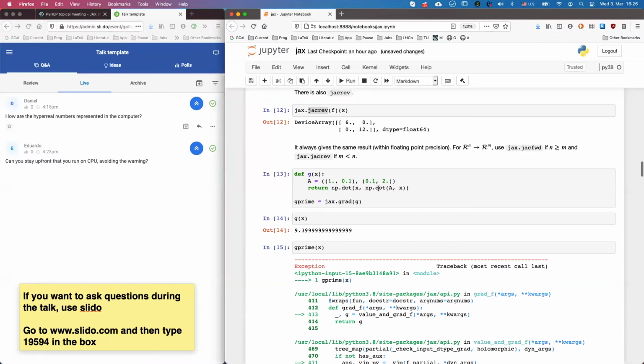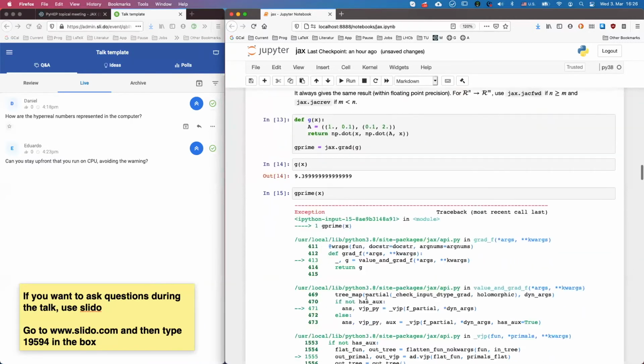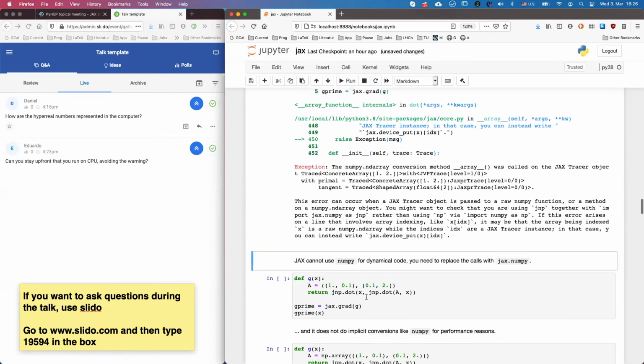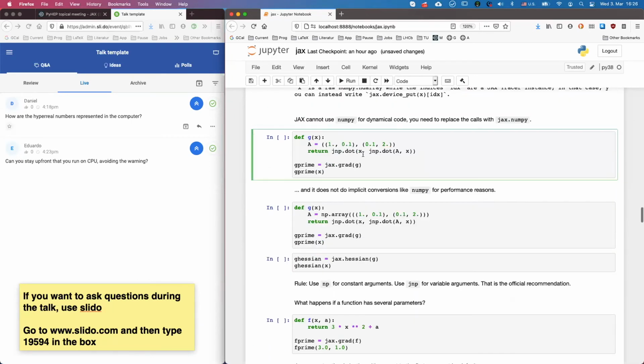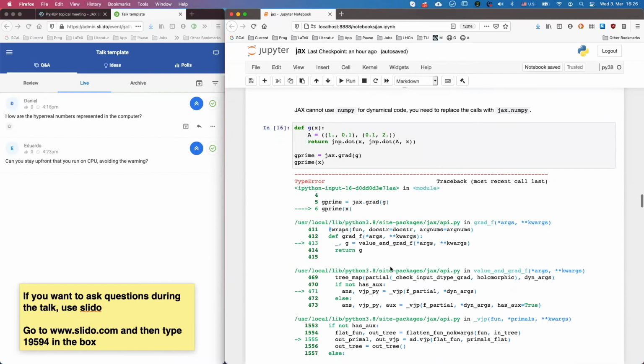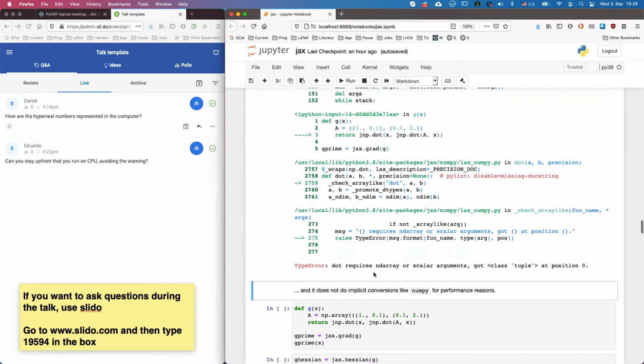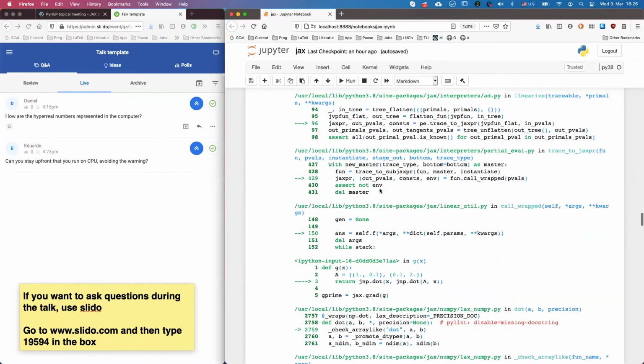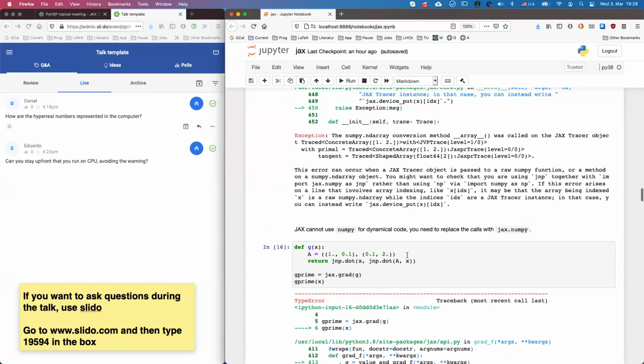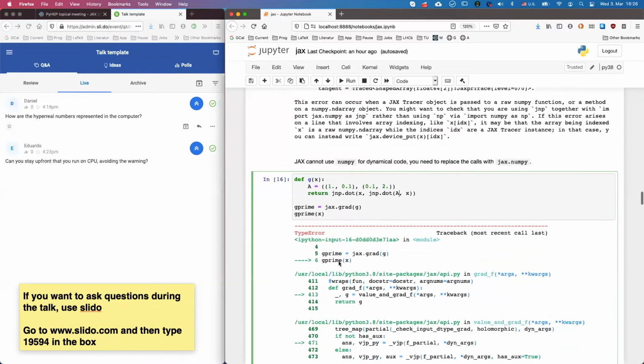So we have now to replace np.dot with the equivalent function in JAX. This is what I did here. And then it still doesn't work. So why doesn't it work now? It says dot requires array scalar arguments, but we got a tuple. So this is again the thing that JAX is really strict about, not converting types. numpy dot works if you put a tuple here, but JAX really wants us to put an array here.